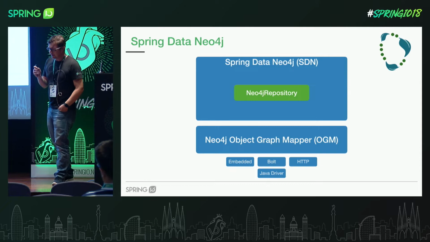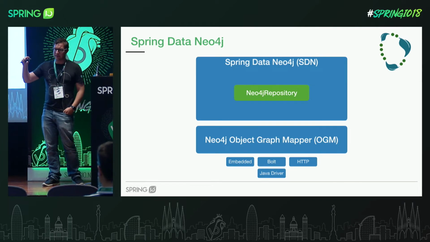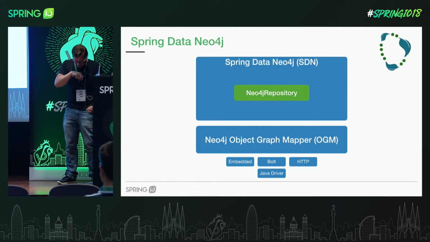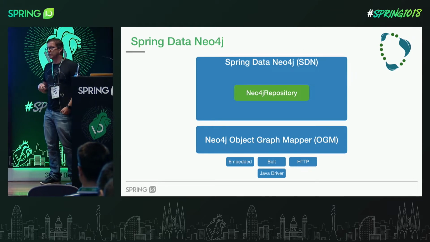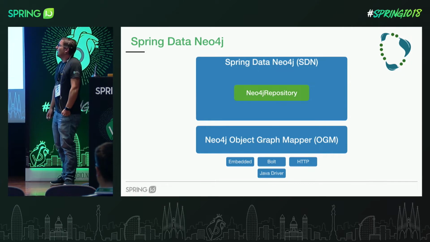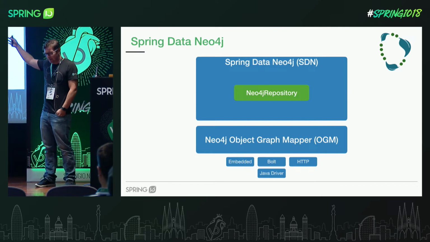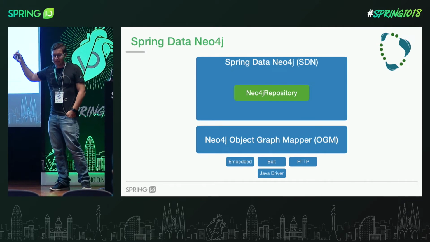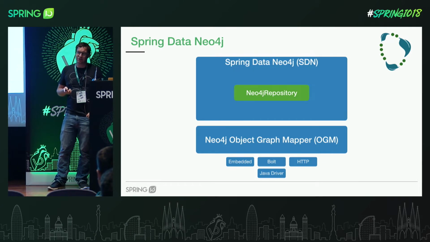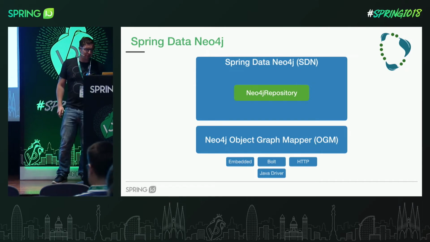So the idea was to introduce a new convenient layer on top of OGM. And what's one of the possibilities? Yeah, use the Spring framework because at this time when SDN was invented, there were some tries to generate something like a convenient data access, but it was not really there.